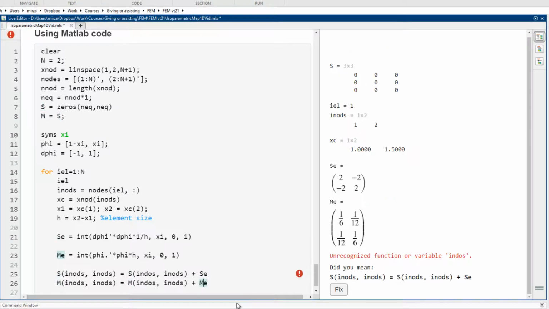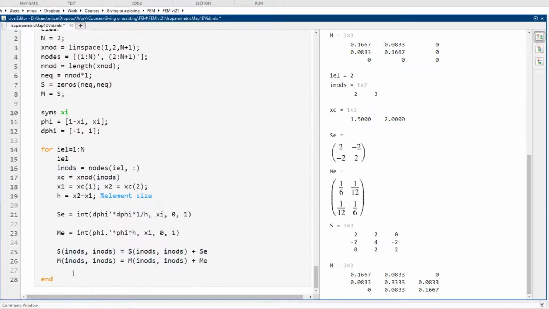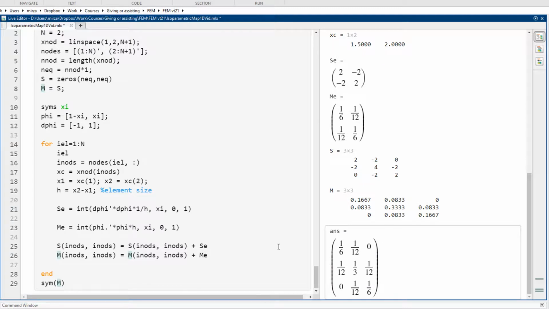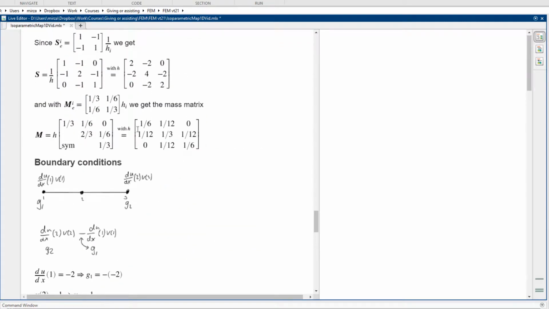And I'm going to run this, and "inodos" is not there. It should be "inodes". Need to fix this. There's no such thing. And there we go. So if you want to compare your results to the stuff above, you can do sim m here, and you get this in this format here. So it's comparable to what we did by hand up here. And you can see that it's the same.